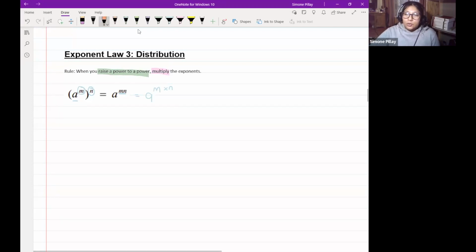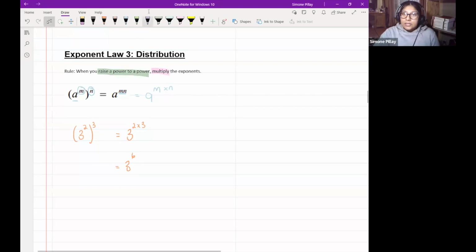And so if we had to do a super quick example, if I had 3 squared and I raise that to the power of 3, my rule over here would be that I take 3 and I multiply my exponents, and that would give me 3 to the power of 6. And then we could use our calculator to get the value of what that is.